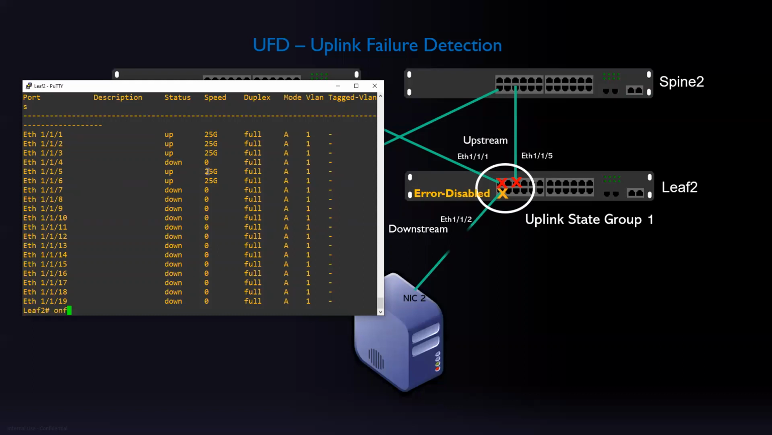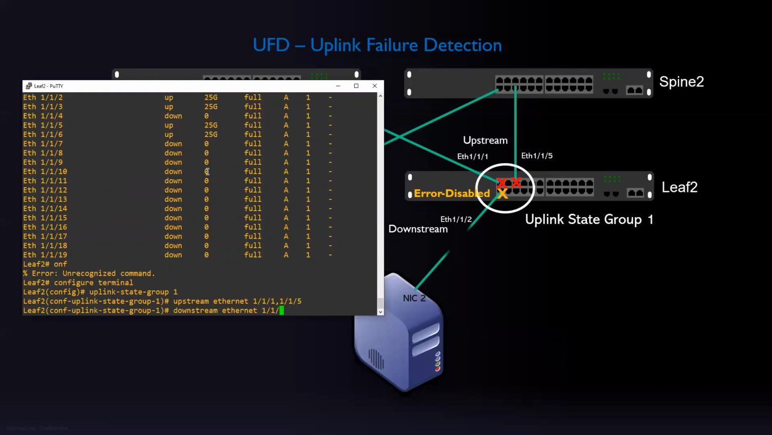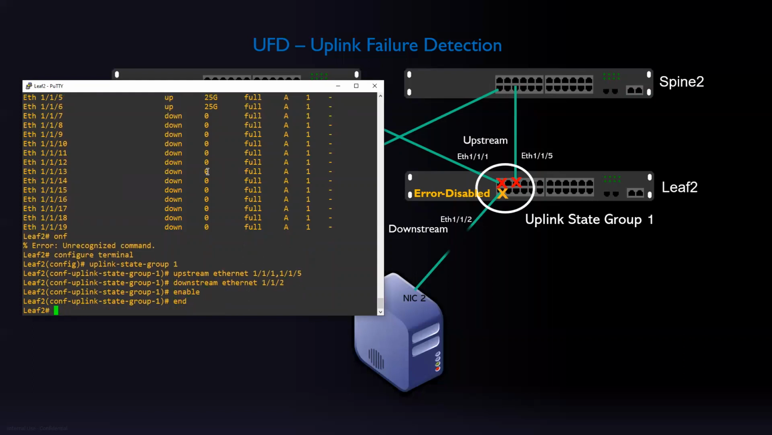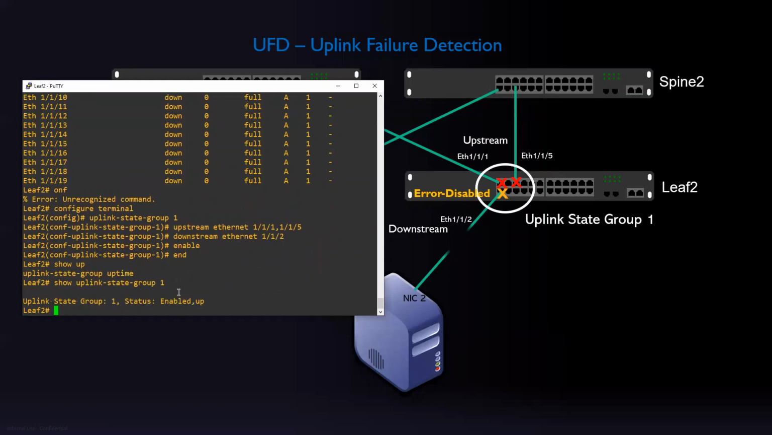At this point, I will go to configuration mode and configure my uplink state group, giving it ID number 1. Then I will define my upstream connections, which will be Ethernet 1/1/1 and 1/1/5. These are the two ports facing my spine layer. Then my downstream connection will be Ethernet 1/1/2, the link facing my computer. I'm going to enable my uplink state group using the enable command. Done. Now I can say show uplink state group 1, and it shows me the status is currently enabled and up. So I'm good right now.